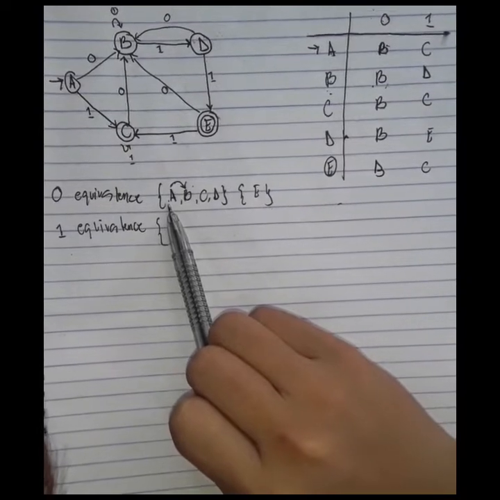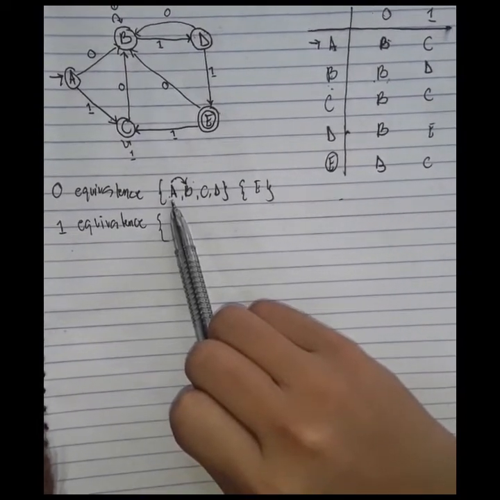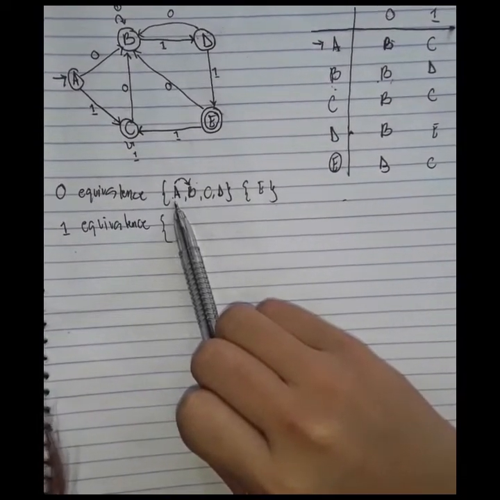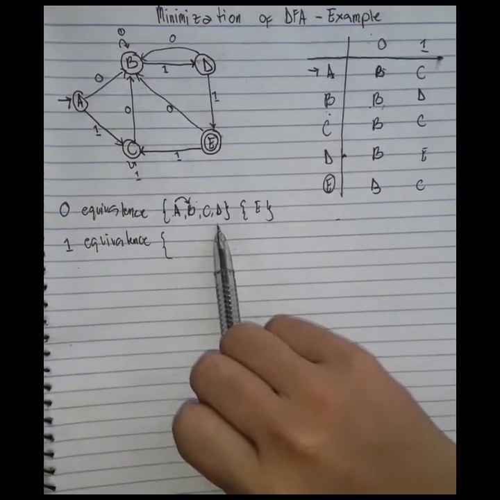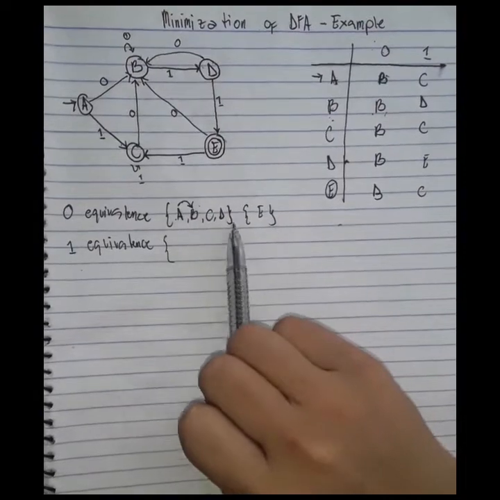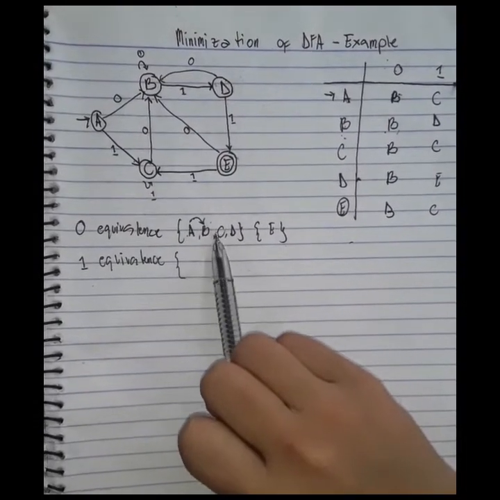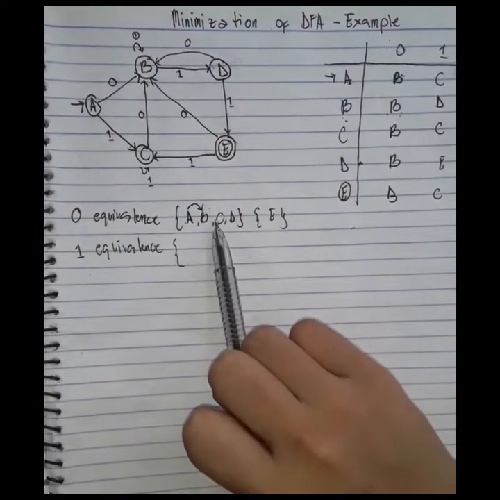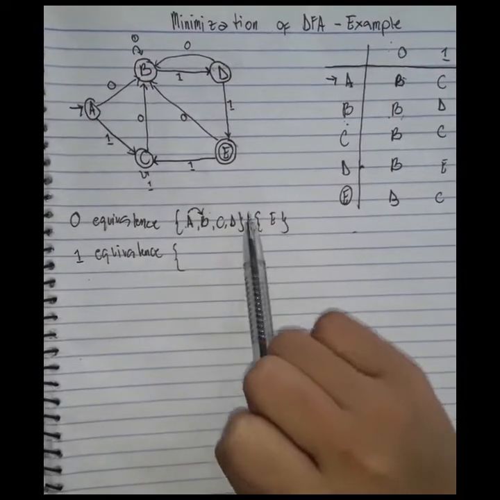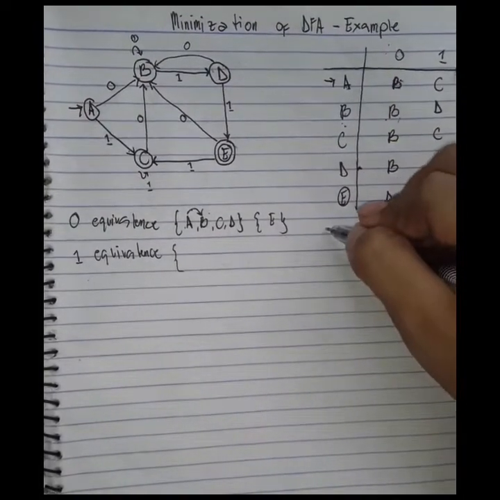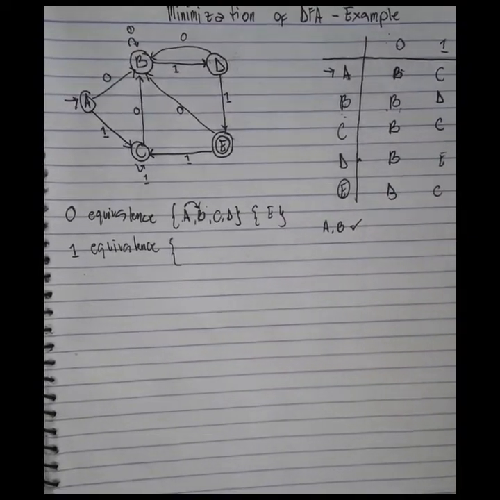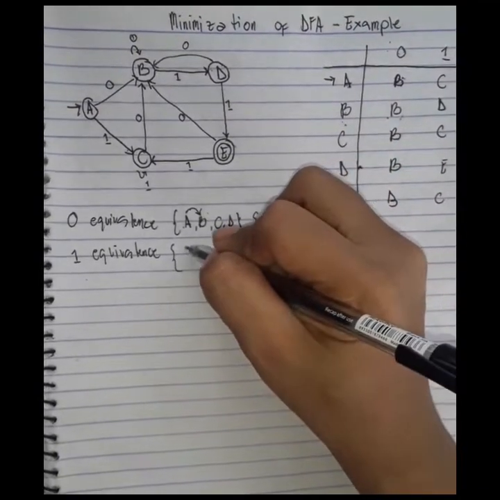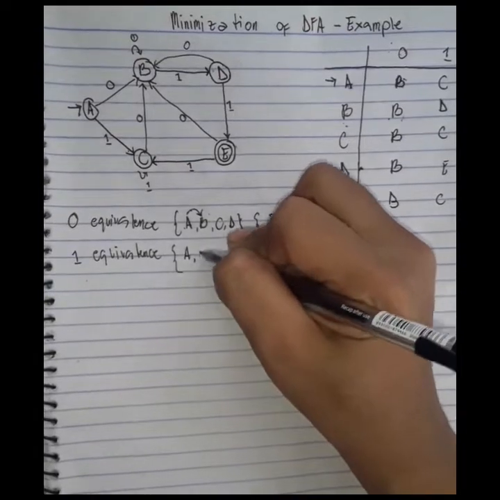For the 1 input, A goes to C, and B goes to D. So okay, they are in one set. This is okay; A and B is checked. So we have to write down the A and B.